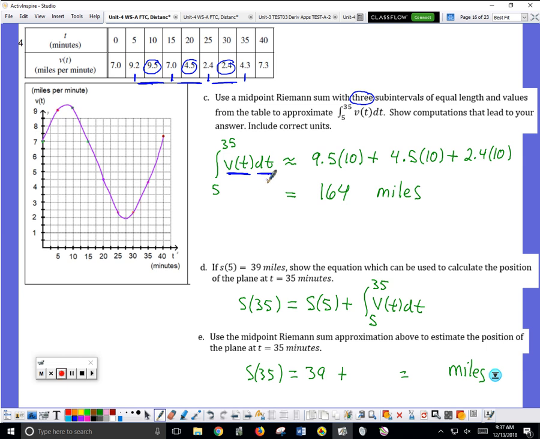So that's why I've got 9.5 multiplied by the width, which is 10, followed by 4.5 multiplied by the width, which is 10, then 2.4 times 10. Wave if you need me to talk through that again. Perfect. This result would have been, say it please. So this is 164 there.